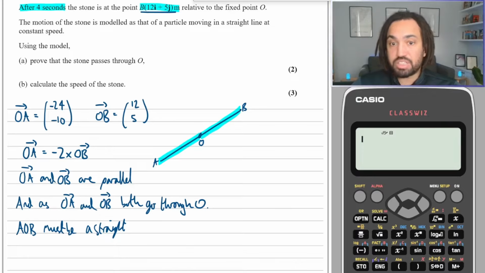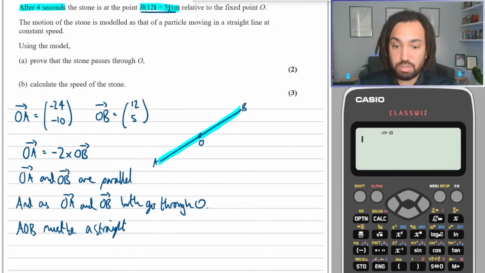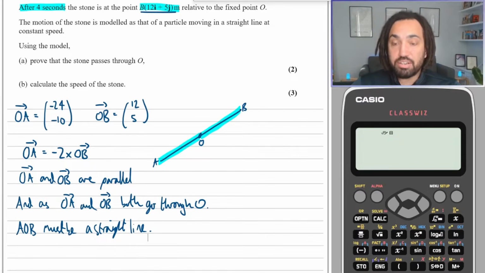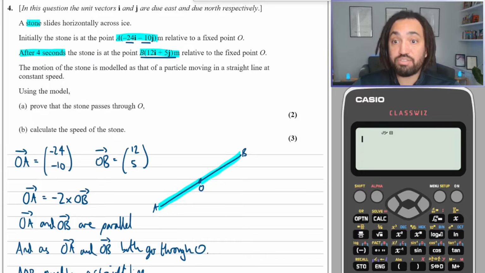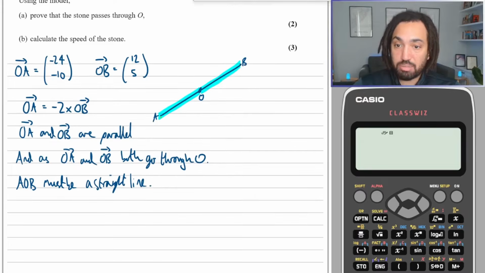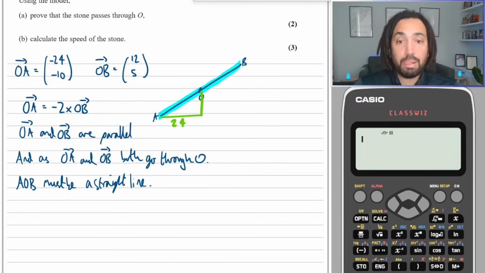Okay, calculate the speed of the stone. So let's just say it must be a straight line. To find the speed, I need to find the distance travelled, and I need to find the time that it's taken. It goes from A to B and it does it in 4 seconds. Okay, so what is the distance travelled? Well, I've got this nice diagram here which is going to help us out. So we've got, this is 24 along and they had to go 10 up.